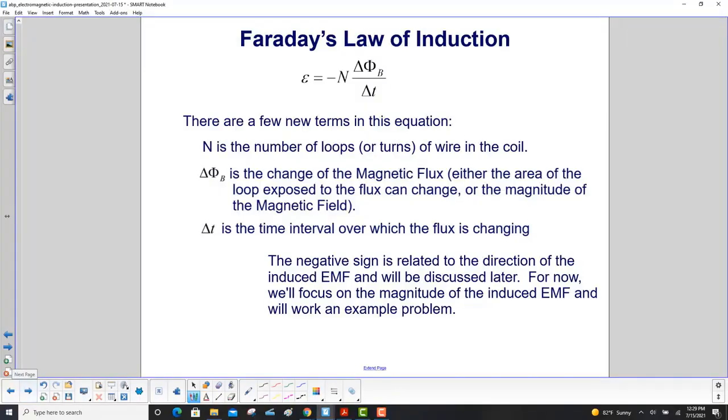Now let's look at the equation. N is the number of loops or turns of wire in the coil. Delta flux B is the change of the magnetic flux. Either the area of the loop exposed to the flux can change, or the magnitude of the magnetic field. And finally, delta T is the time interval over which the flux is changing. The negative sign is related to the direction of the induced EMF, and we'll discuss that later. For now, we'll focus on the magnitude of the induced EMF and we'll work an example problem.